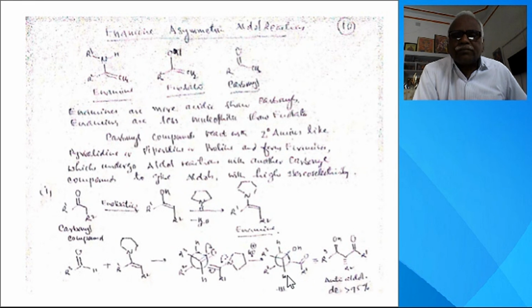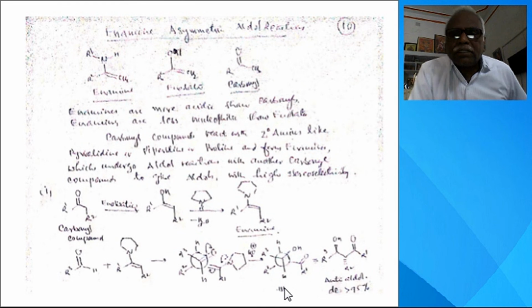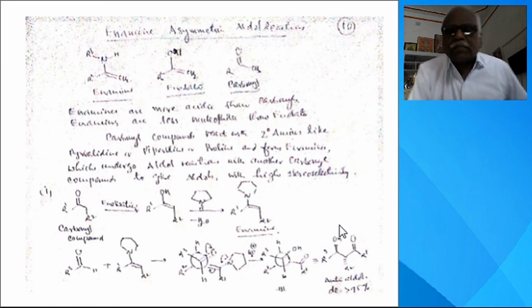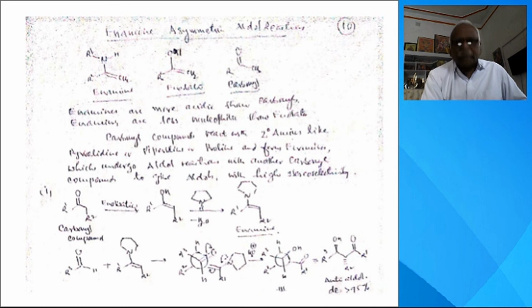Here I gave you this zigzag formula. This is R1CO, and this is R3, and here this is R2 below the plane. The OH is above the plane, R2 is below the plane. So we get anti, one is above the plane, one is below the plane. So we are getting this anti product formed in more than 90% yield.